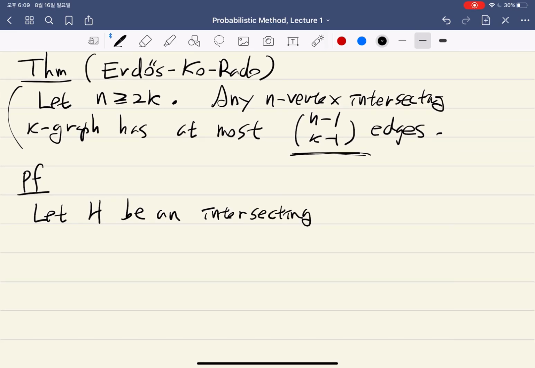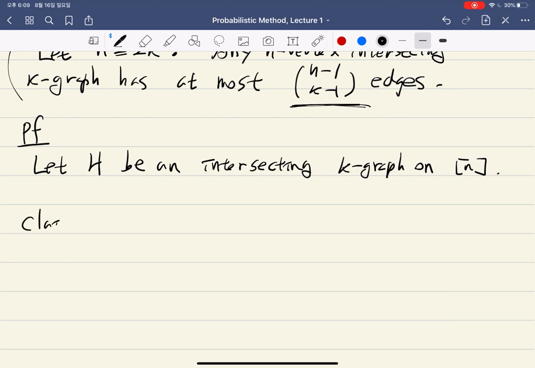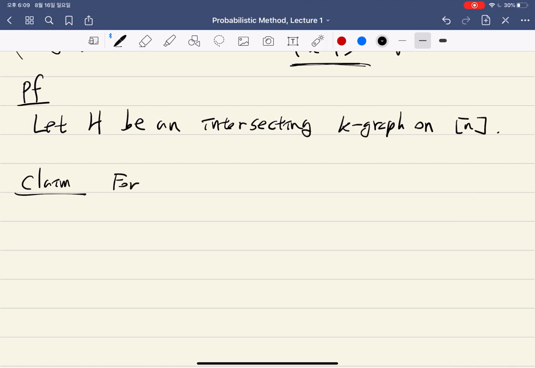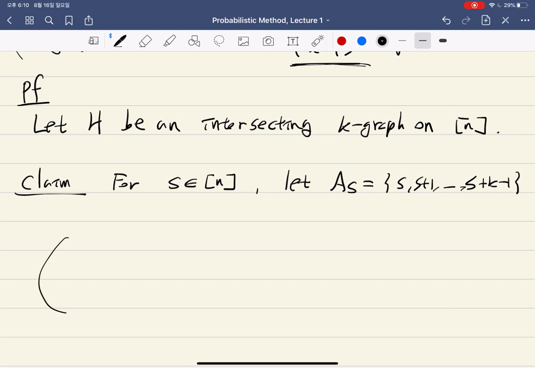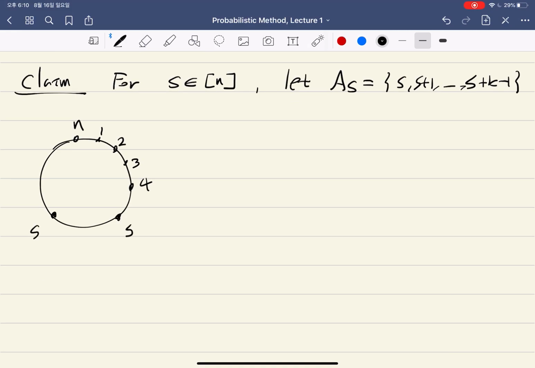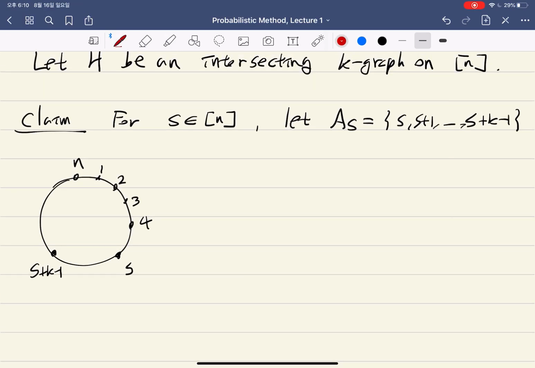So let's say H is an intersecting k-graph on the vertex set [n]. Then we first claim the following. Let S be between 1 and n, and let A sub S be the set S, S plus 1, and so on up to S plus k minus 1. We arrange the n numbers in a cycle, 1, 2, 3, and so on, and we consider an interval. This interval is A sub S.